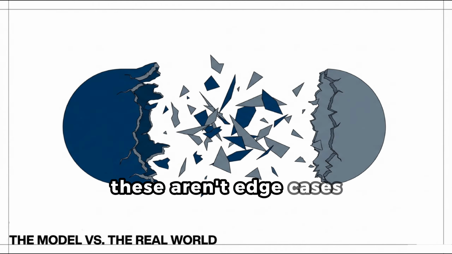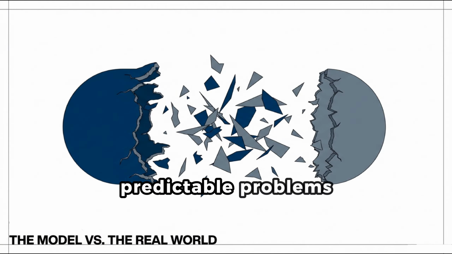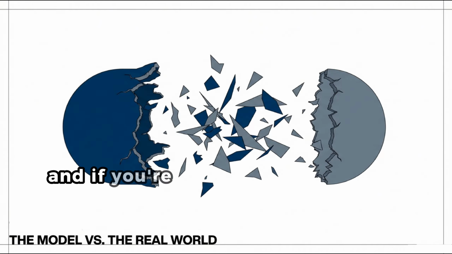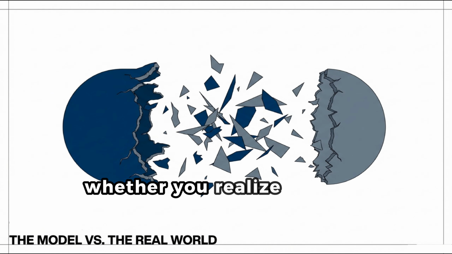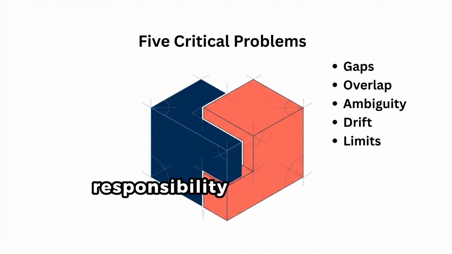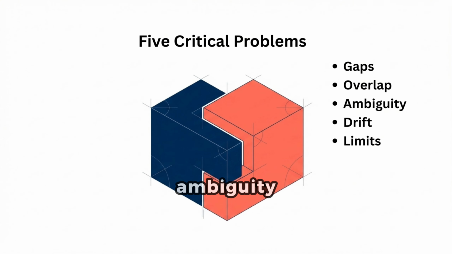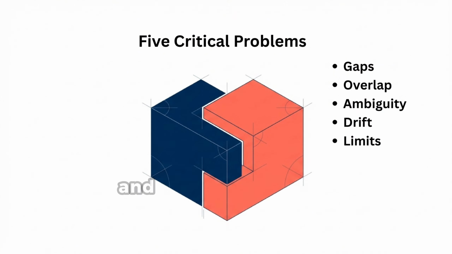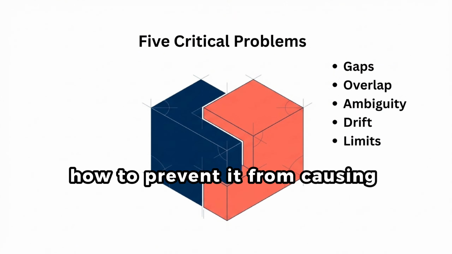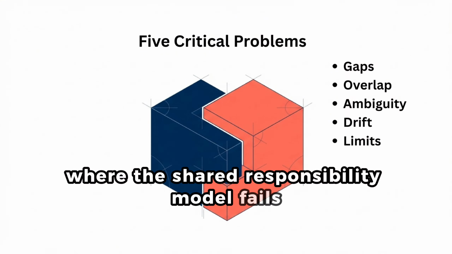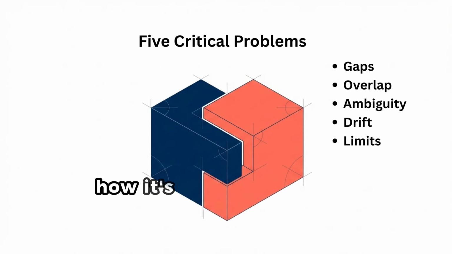These aren't edge cases. These are common, predictable problems that affect organizations of every size across every cloud platform. And if you're not actively managing these issues, they're already affecting your environment, whether you realize it or not. Today, we're exposing the 5 critical problems with cloud responsibility: gaps, overlap, ambiguity, drift, and limits. We'll show you what each one looks like, why it's dangerous, and most importantly, how to prevent it from causing disasters in your cloud environment. Because understanding where the shared responsibility model fails is just as important as understanding how it's supposed to work.